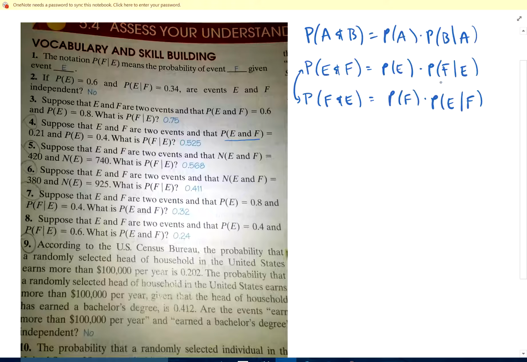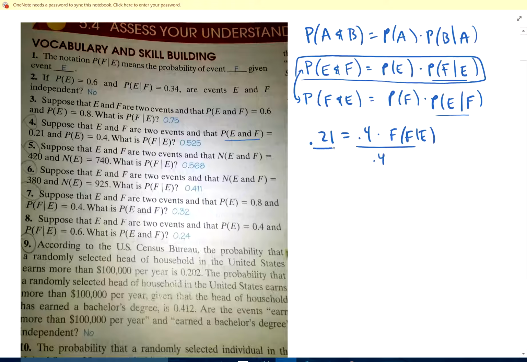It all depends on what you want. Do I want F given E or E given F? Okay, I want F given E, so I'm going to use this form right here. So I've got E and F is 0.21, E is 0.4, and probability of F given E. So I divide both sides by 0.4, and I get probability of F given E is 0.525. Okay, so that was 4, now 5.